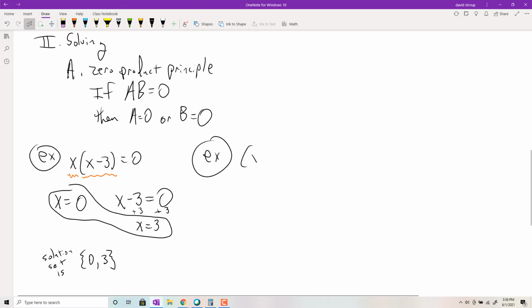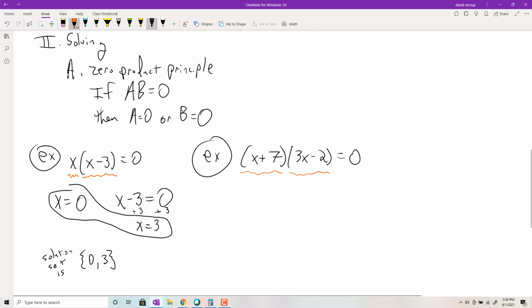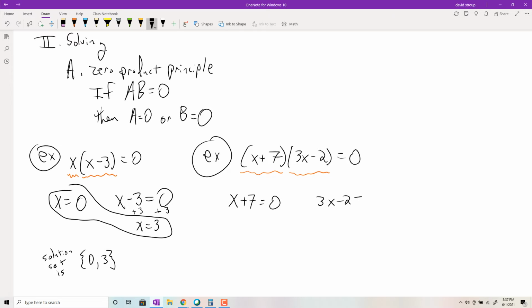Let's do another one. Again, two factors here, x plus 7, and then the other factor, 3x minus 2. So we set each equal to 0 and solve those two equations. Here, move the 7 over, so one answer is negative 7. Here, I have to add 2 to both sides, and then I'll divide by 3. So our other answer is 2/3.